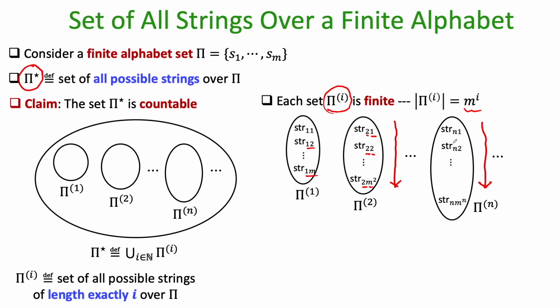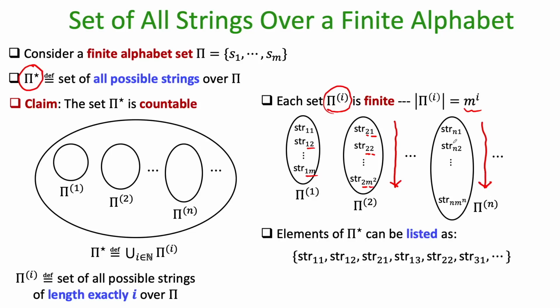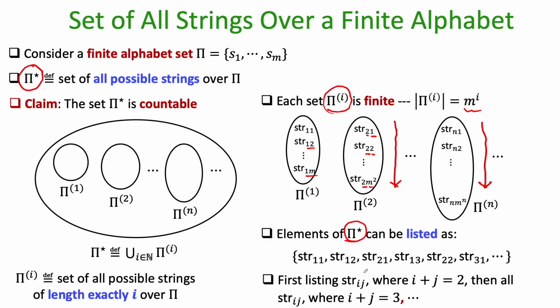Okay. So now what we have to do is come up with a valid mechanism or valid sequencing for listing down the elements of the set Π*, and that I can do by following this ordering. What exactly is this ordering? The idea is that you first list down all strings of the form str_ij where the sum of the indices i and j is 2.